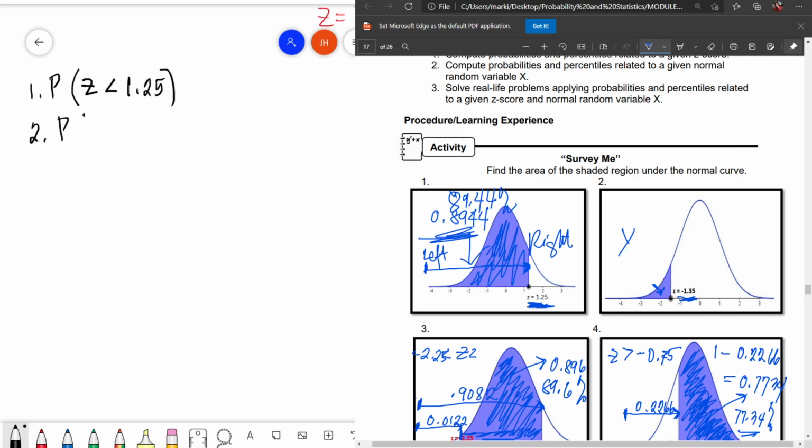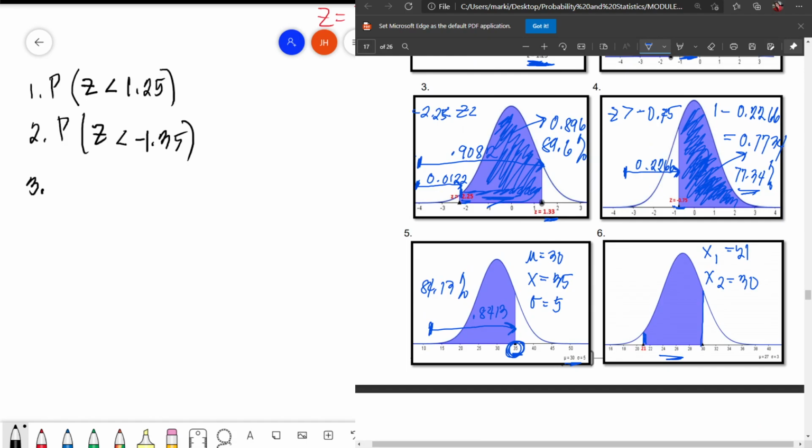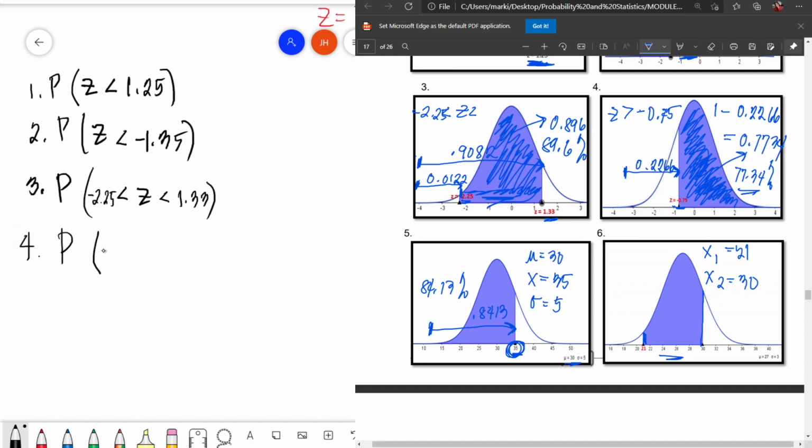Number 2, again, P of Z is less than negative 1.35. Number 3. So, number 3 is P, between. So, Z is greater than, what's that? Yes, negative 2.25 but less than 1.33. That is how it is written. Number 4, P of Z is greater than negative 0.75. That is how we're going to write it. So please observe proper writing on this one so it won't be confusing, okay?